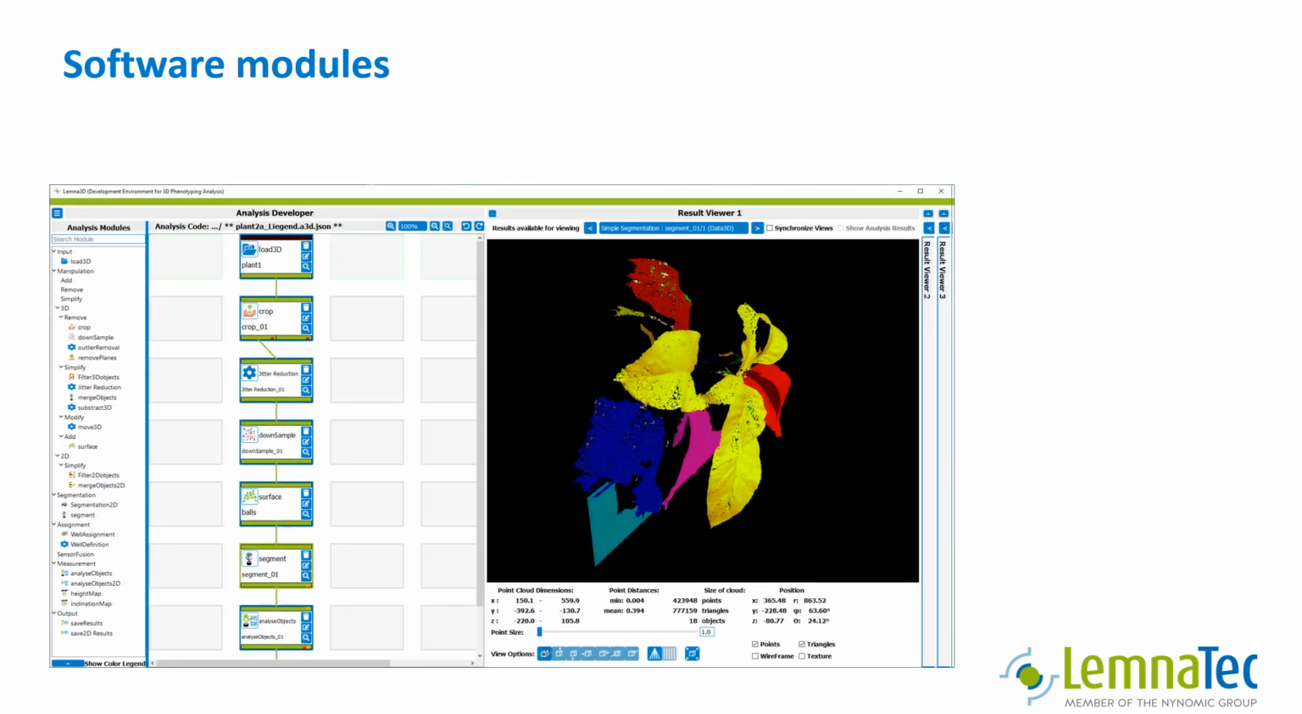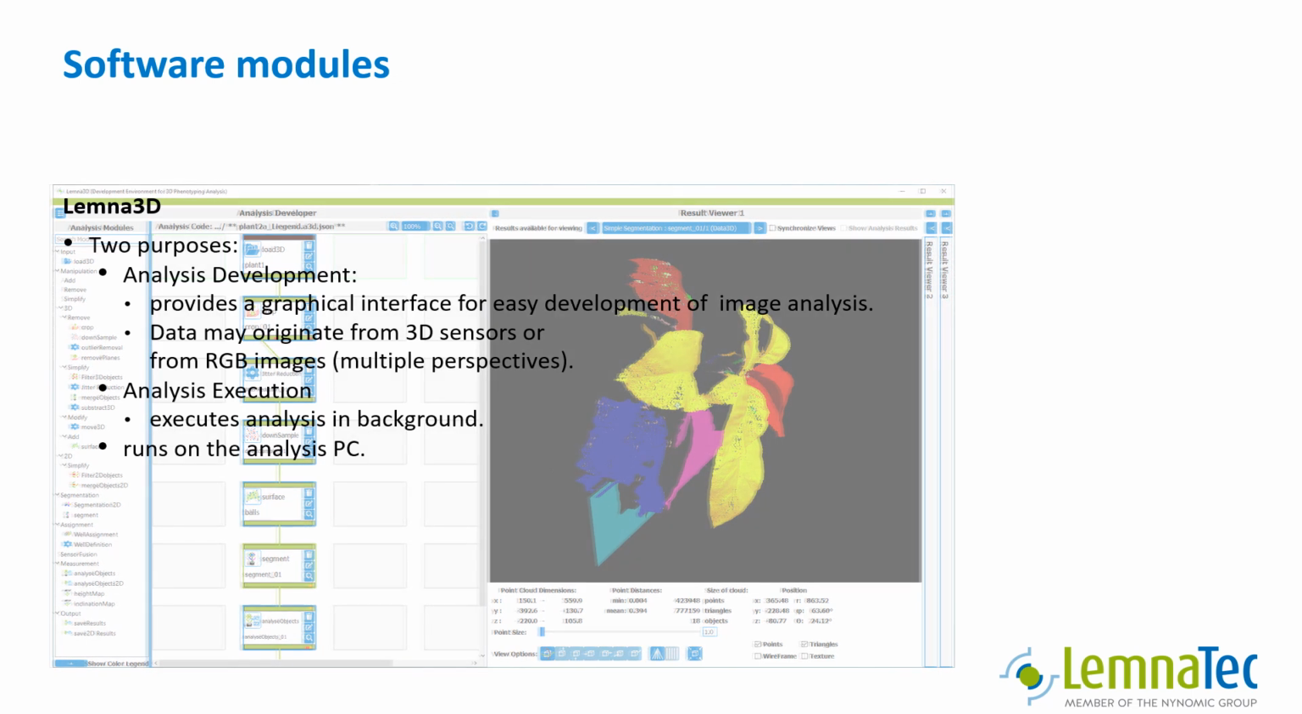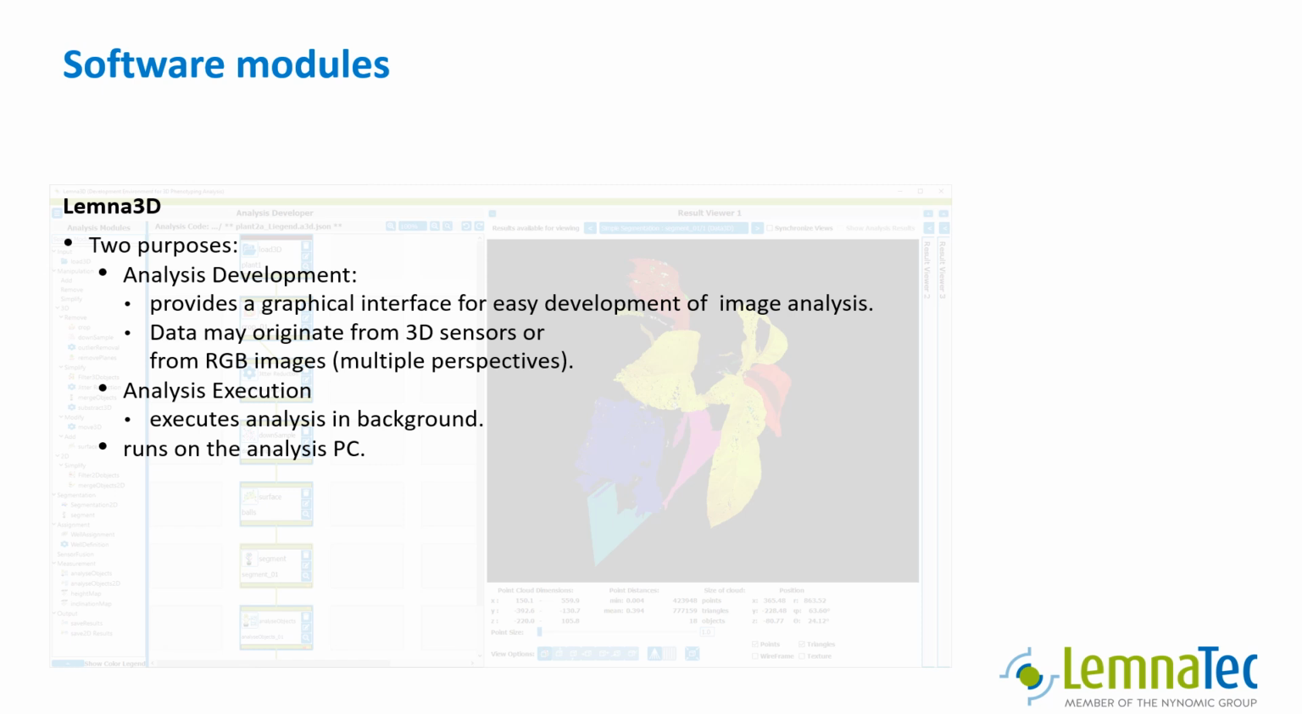Lemna 3D is the next on our list. Lemna 3D is a counterpart to Lemna Grid for 3D data instead of 2D images. It has the same 2 purposes. It's an analysis development environment with a graphical interface for easy image analysis development. Lemna 3D works with data from 3D sensors as well as 3D models constructed from RGB images taken from multiple perspectives. The second purpose is again the actual analysis execution in the background. Lemna 3D runs on the analysis PC.